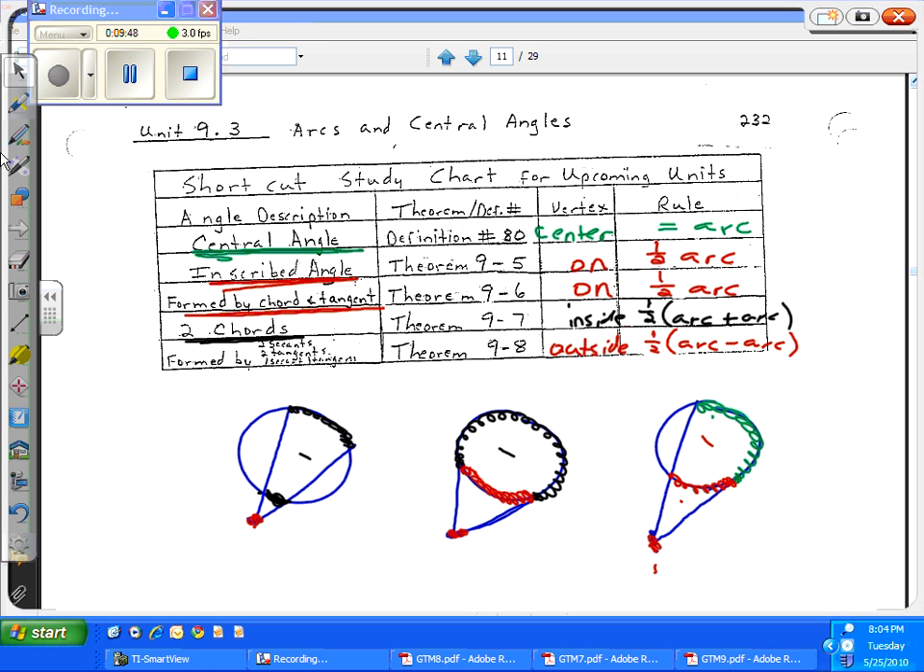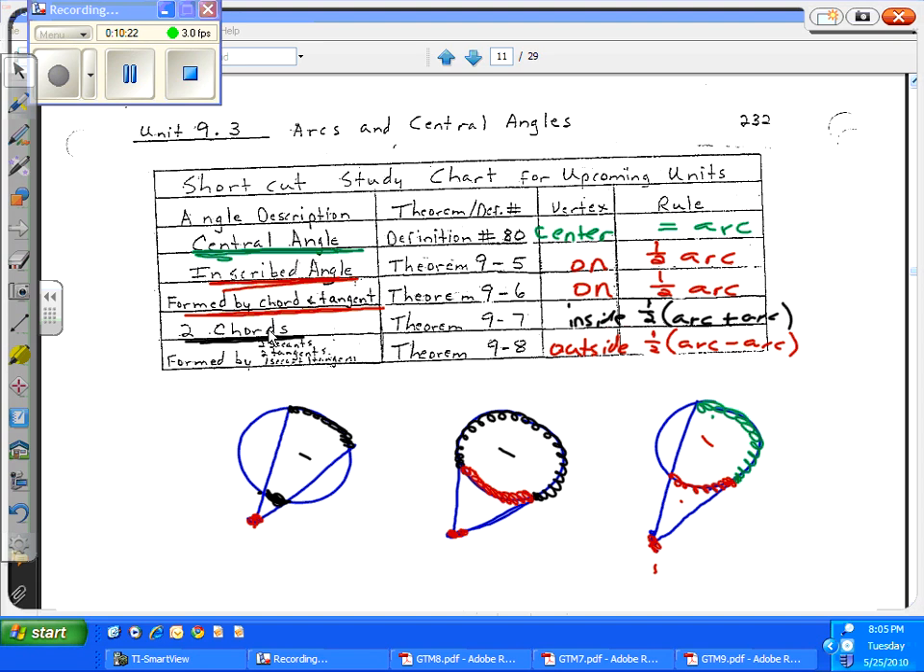So we're going to learn a lot of rules, but there's a lot of words in those rules. Central angle is an angle whose vertex is the center and whose sides are radii. The measure of a central angle is equal to the measure of its intercepted arc. An inscribed angle is an angle whose vertex is a point on the circle, whose sides are chords of the circle. The measure of an inscribed angle is equal to one half the measure of its intercepted arc. An angle formed by a chord and a tangent to a circle from a point on a circle is equal to one half the measure of its intercepted arc.